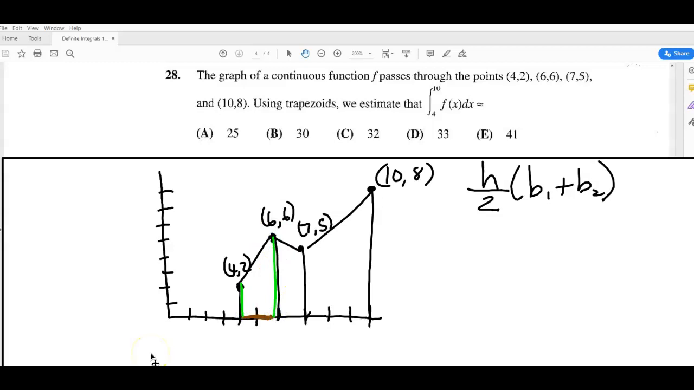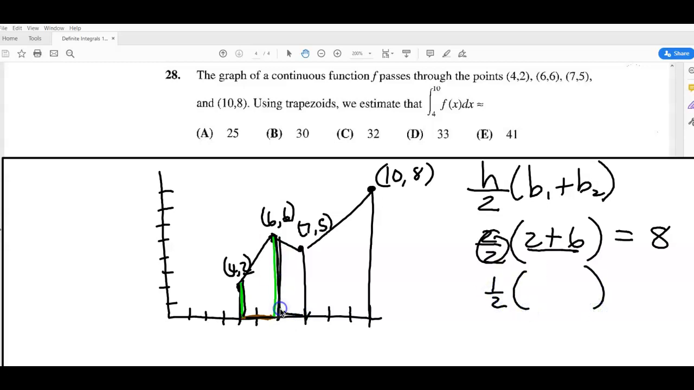So to calculate the area of that first trapezoid, my height is 2. My bases are, this one is 2, and this base is 6. So that's going to be 8, and this is 1, so that answer comes out to be 8. Next trapezoid, the height is 1.